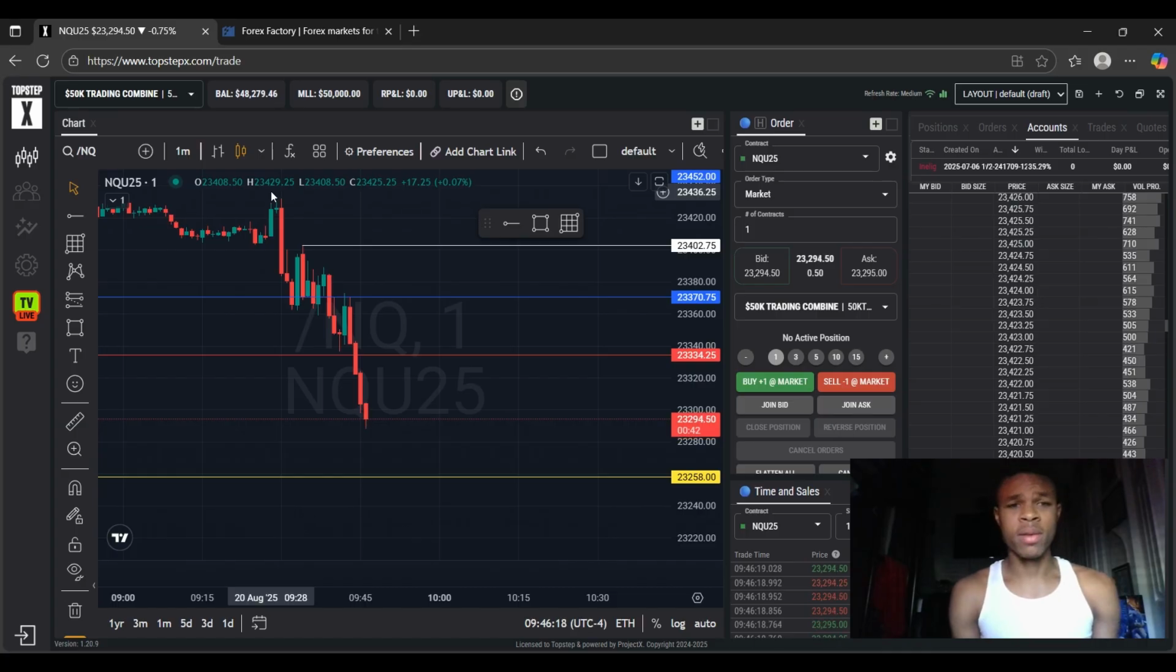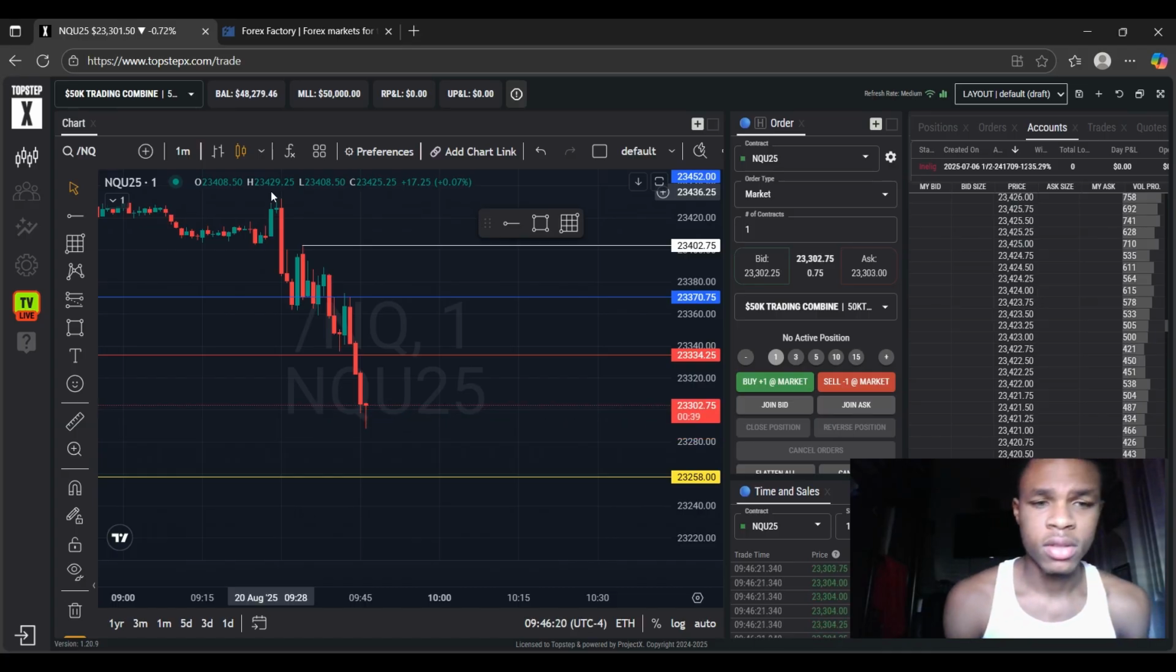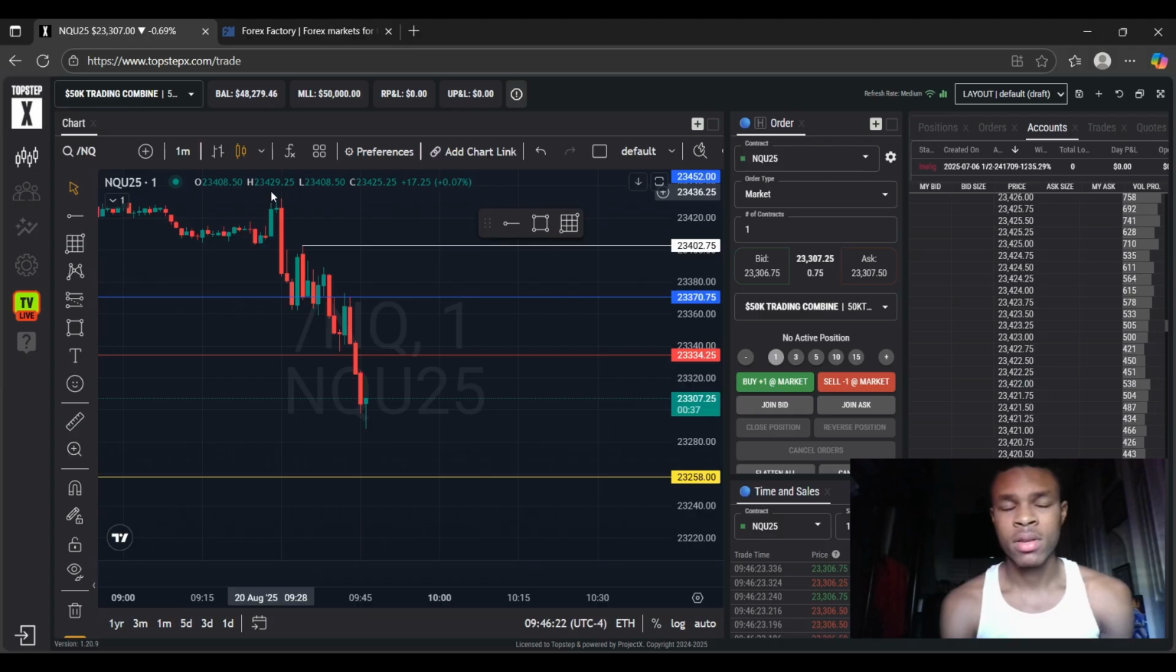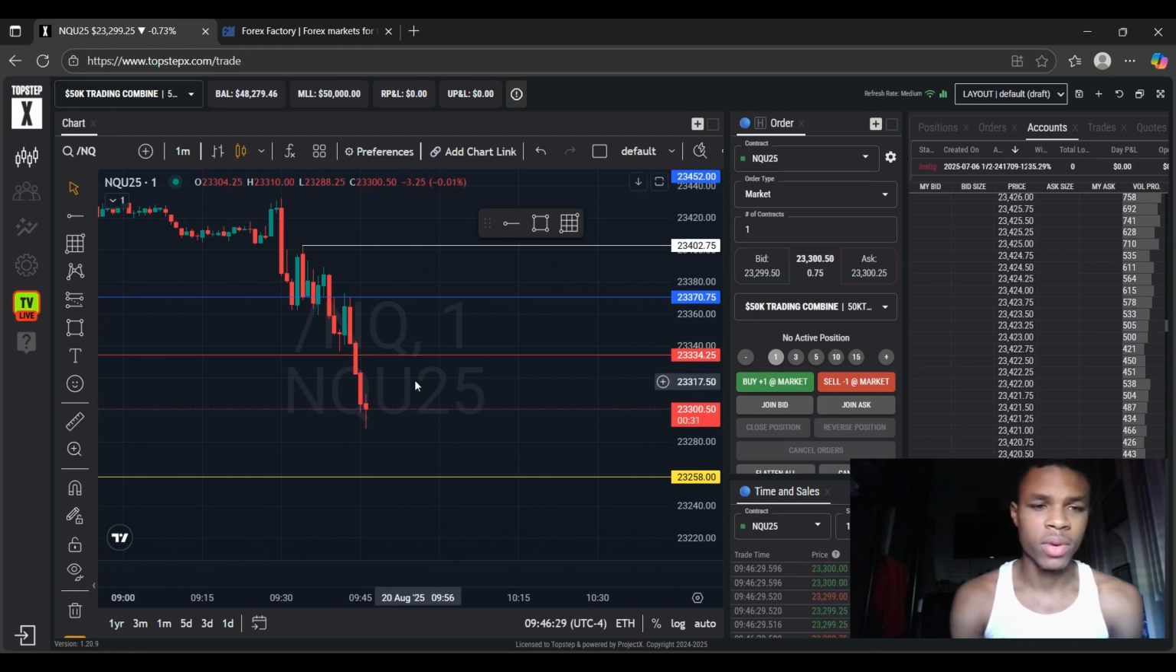We waited for equilibrium, bro. Just solely off of equilibrium. Just waited for price to tap into equilibrium, and then I just entered. But we swept Asia lows. We're continuing to dump.